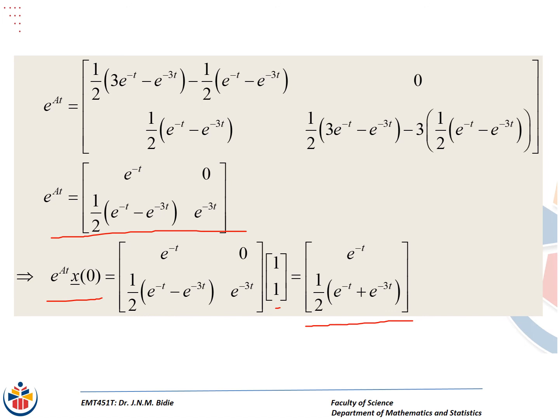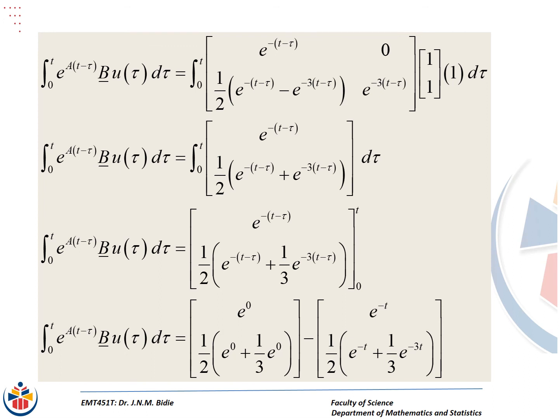The next step is to find the integral. Simplify what's under the integral and integrate and then simplify, because our solution has got this term, e to the power At times x of 0, plus the integral that has got e to the power A(t minus tau) multiplied by B multiplied by u of t. So now we're simplifying each term so that we get the solution.